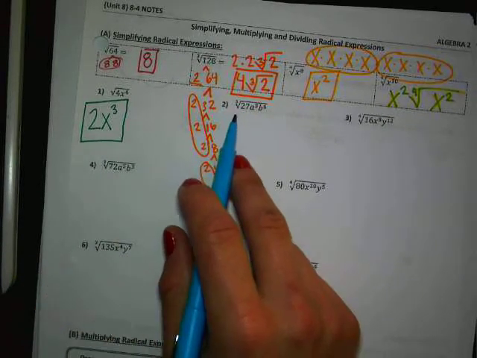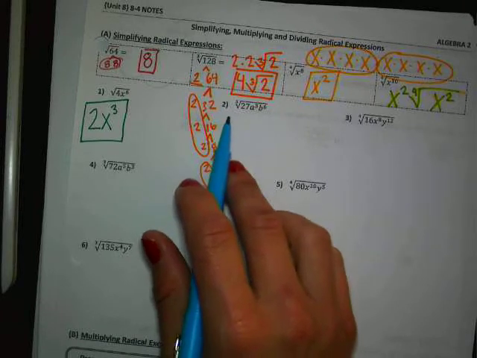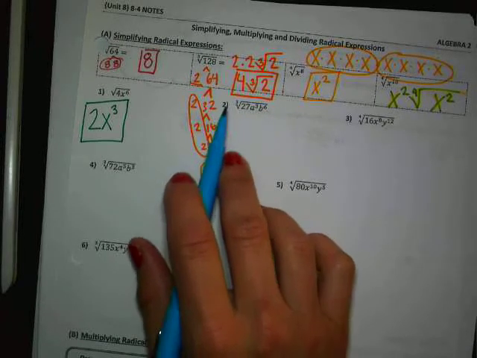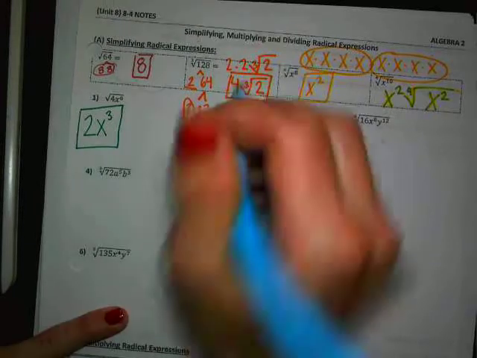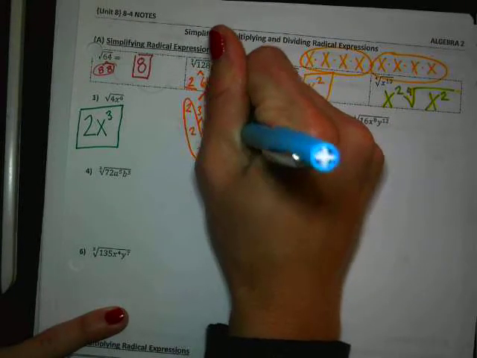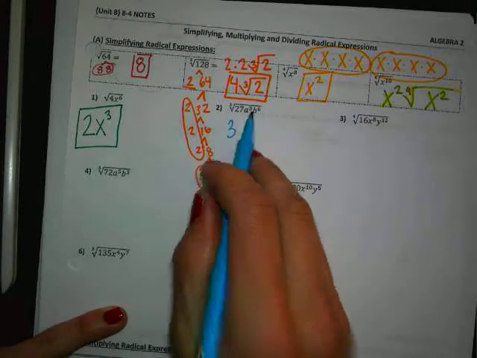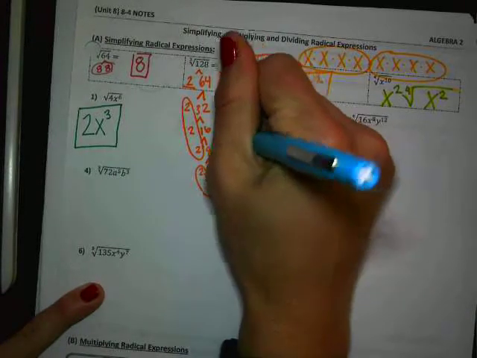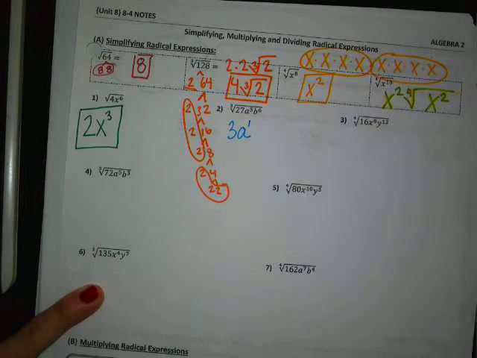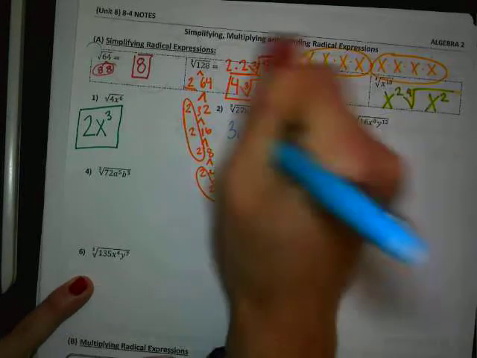Number 2 is a cube root. So we're thinking cube roots now. What is the cube root of 27? 3. How many times does 3 go into 3? Once. So it's just 3a. If you want to put the exponent of a 1, you can. Squared. Yes, I'm understanding.